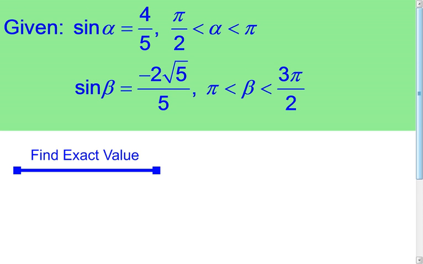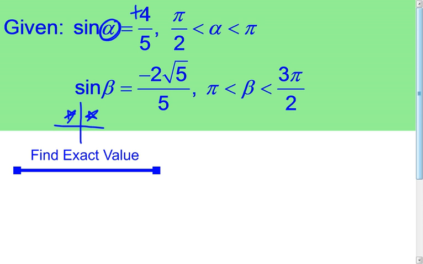So I'm going to worry first of all about the information I gave you about angle alpha. What I'm telling you is that the sine value for alpha is 4/5. This clearly is a positive number. Sine is positive. If you're looking at your unit circle, you know that sine is positive in quadrants 1 and 2.